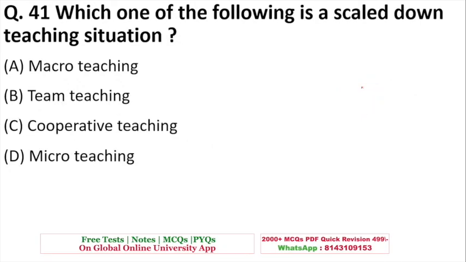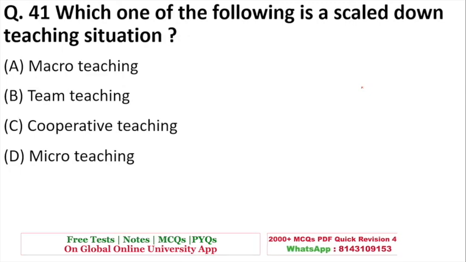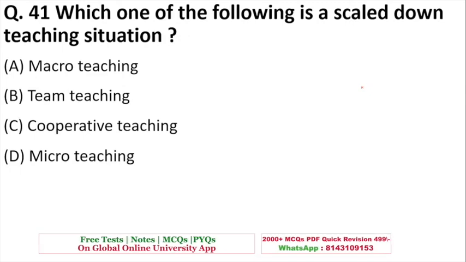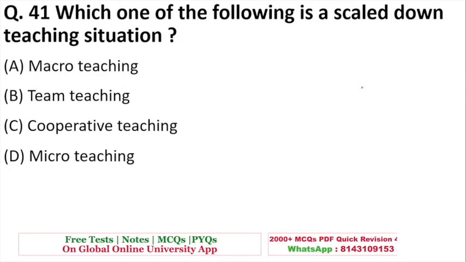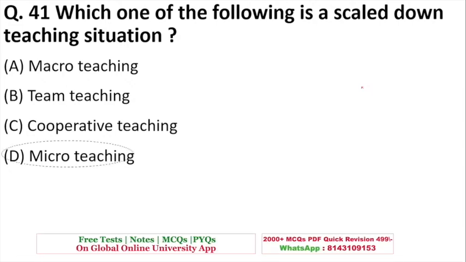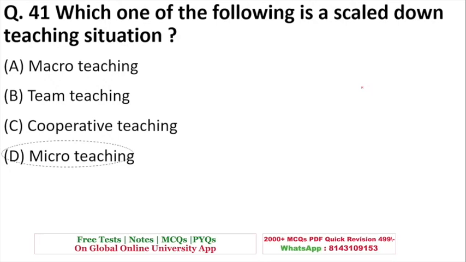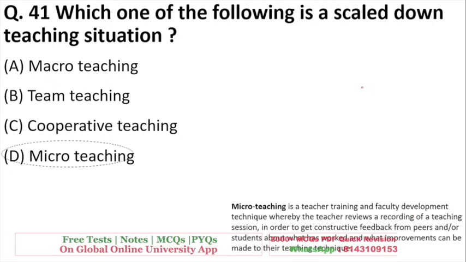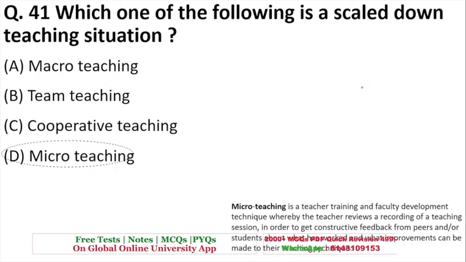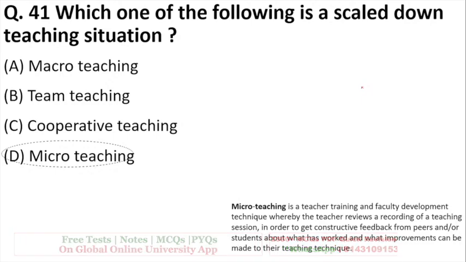Which of the following is a scaled down teaching situation? So micro teaching is the scaled down teaching situation. What happens in this? The teacher looks at the recording of another teacher and takes constructive feedback from that. That is micro teaching.